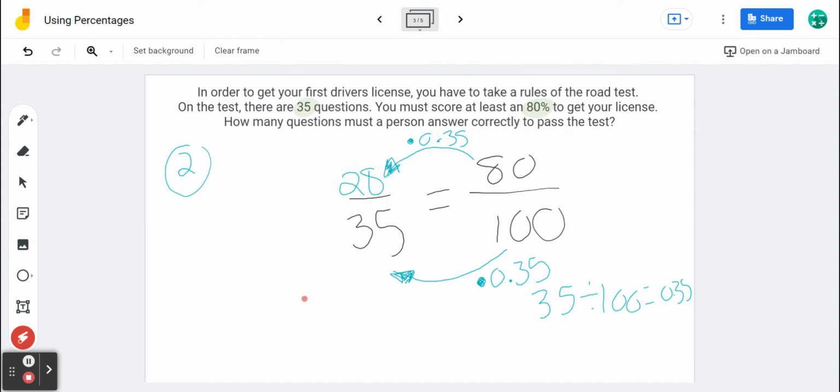We can answer 29 correctly, 30, 31, 32, 33, 34, 35. But if I got a 27, that would be lower than 80%. So that would be a not passing score. So they wouldn't give me my license.